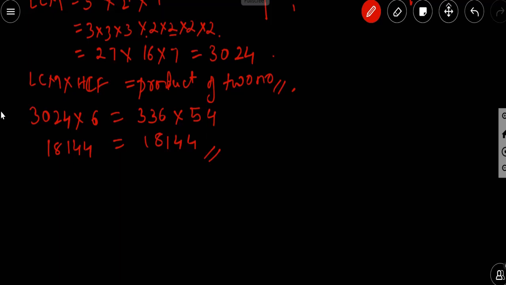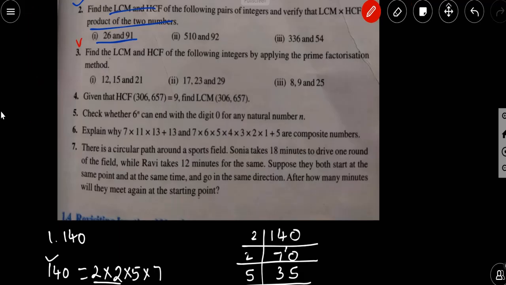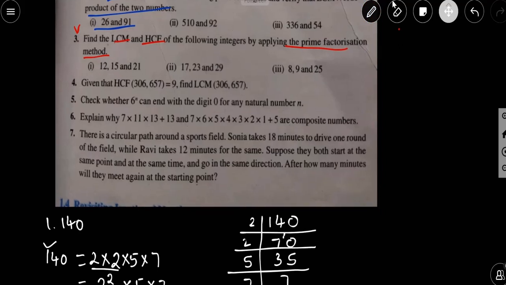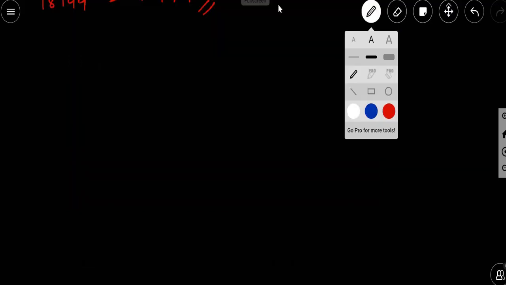Now we'll go for problem number 3. Find the LCM and HCF of the following integers by applying the prime factorization method. So we have to apply the prime factorization method. The first one is 12, 15 and 21. Under question number 3 we again have 3 problems. Question number 1: what is given is 12, 15 and 21.